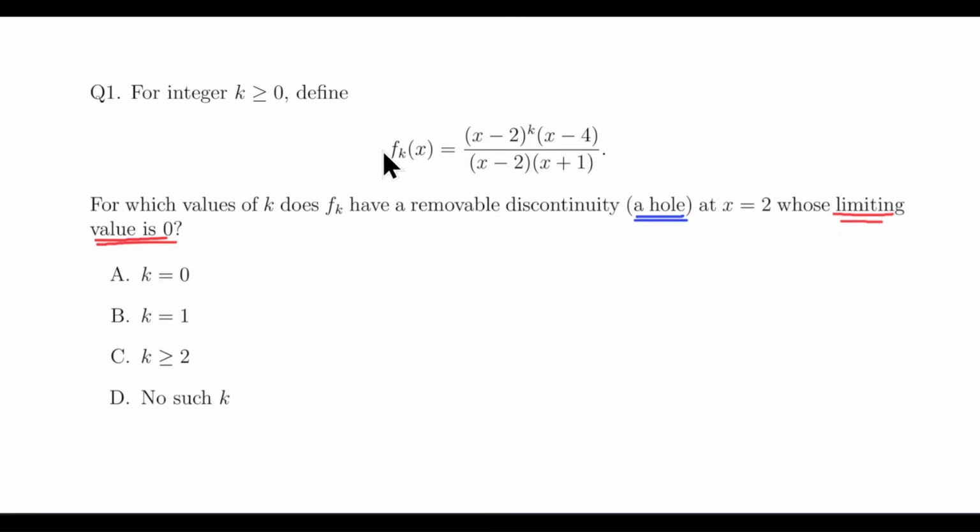When will x equal to 2 be a hole? It will be a hole when the degree of the factor that is giving me x equal to 2 at the top is at least equal to that of the bottom, which gives me the value of k as anything greater than or equal to 1, because at k equal to 1 it will be equal, and for greater than 1 as well it will be a hole. But which option to select now? Because 1 and greater than or equal to 2 are both in the options.